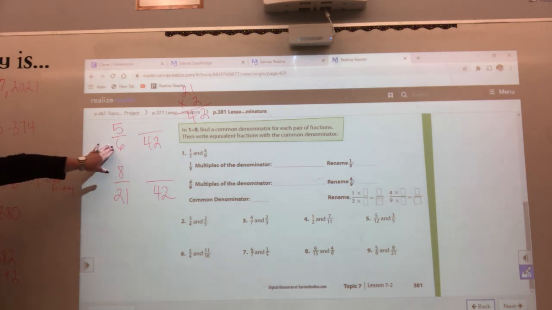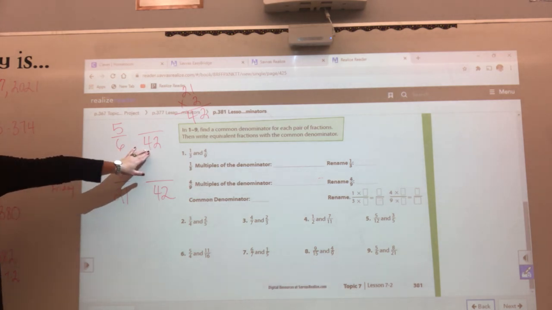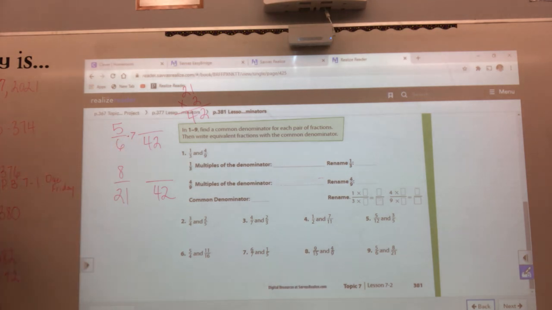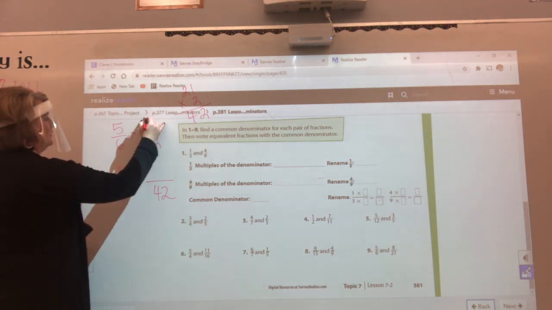So Luke, say that again. How do we go from 6 to 42? What do we multiply by? 7. So if we multiply the bottom times 7, Cooper, we got to multiply the top times 7. What's 5 times 7? 35.